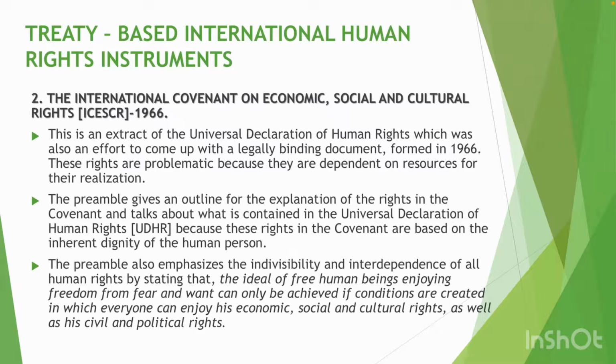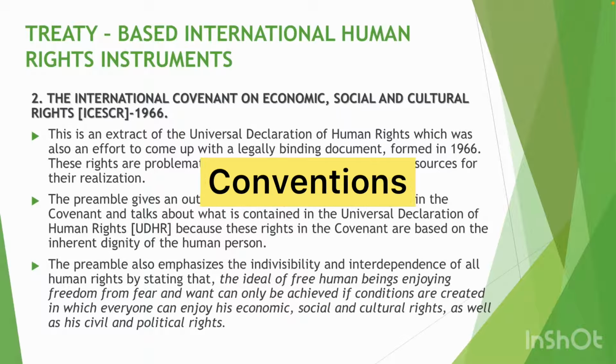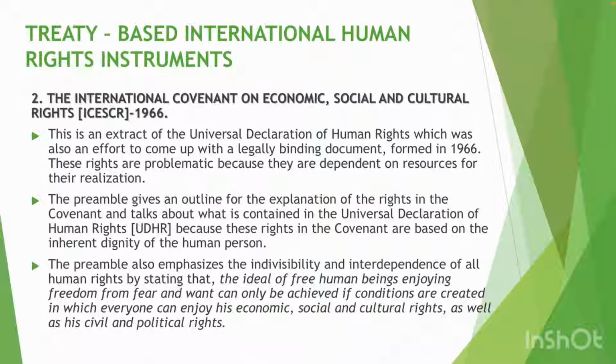Why are they called the treaty-based human rights instruments? They can also be called covenants or conventions. It's just the same: treaty, covenant, convention. They are just one and the same thing. So, the Universal Declaration of Human Rights is not a binding document. It is just a declaration. Those rights which are there are just a declaration. Any state that signs up for it is agreeable with the content in the declaration, but does not commit itself to be bound to implement the provisions in it.